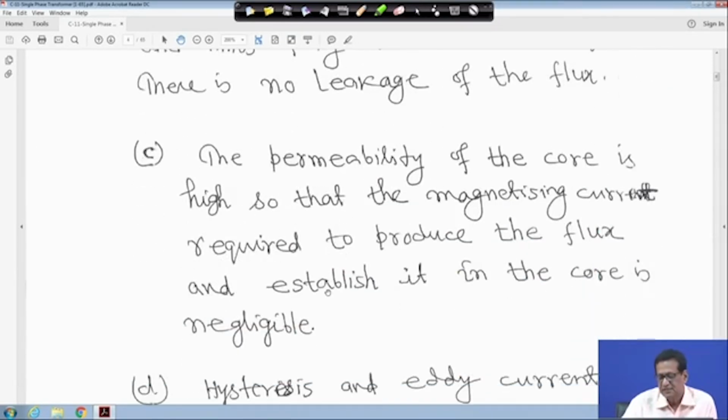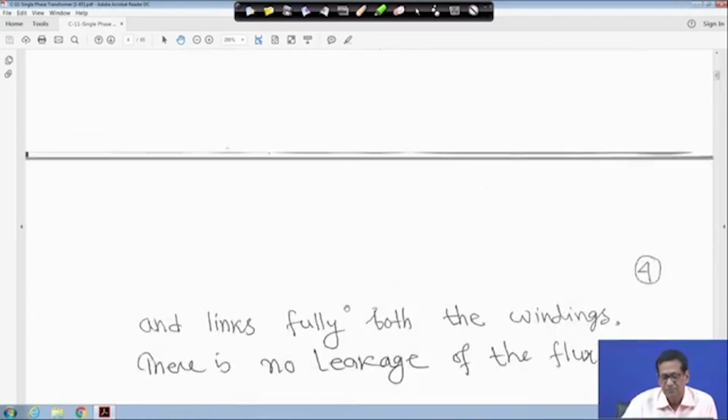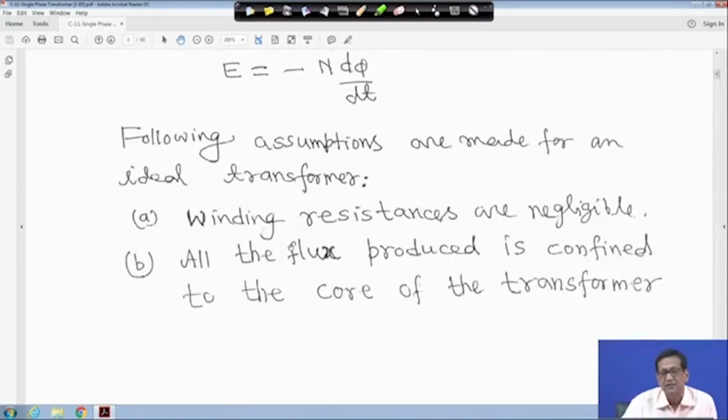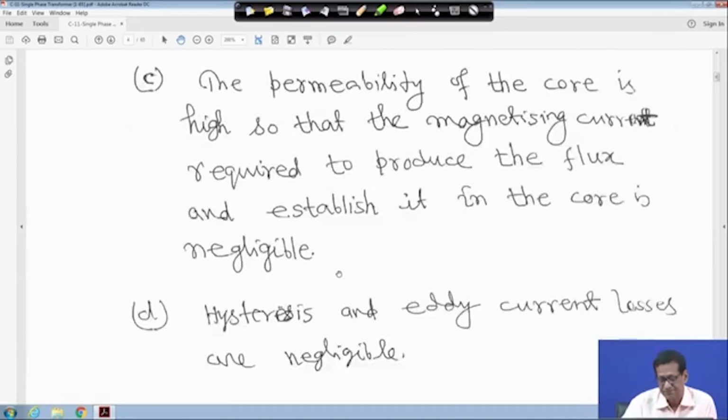Number 3, the permeability of the core is very high, so that the magnetizing current required to produce the flux and establish it in the core is negligible. And number 4, hysteresis and eddy current losses are negligible. These are the 4 assumptions we have made for an ideal transformer.